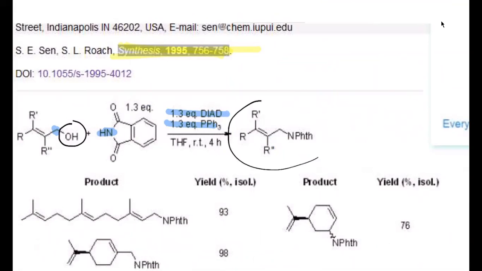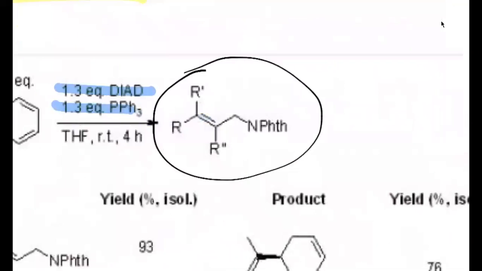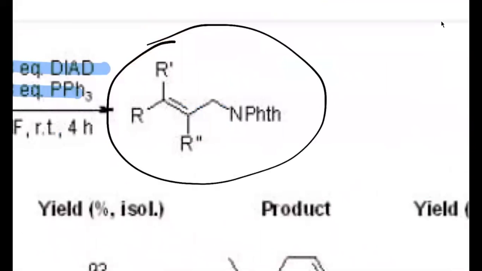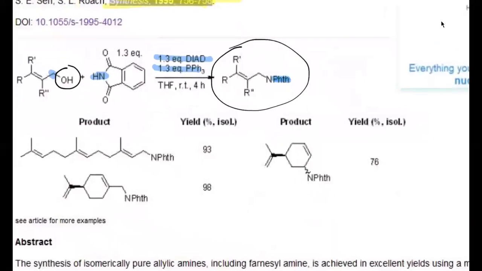But this is the product before releasing the actual amine, right? Because the phthalimide is still attached. And you have to treat it with base in order to open that phthalimide ring up and release the amine, right? But look at the different substrates, right? You can actually make this amine in 93% yield, right? Or you can make this amine, right?